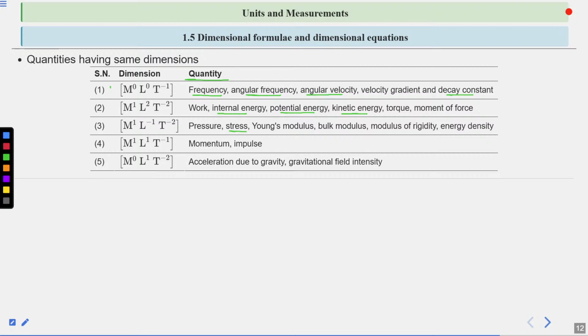Pressure, stress, Young's modulus, bulk modulus, modulus of rigidity, energy density have the same dimensional formula, that is M L inverse T raised to the power minus 2. Momentum and impulse, M L T raised to the power minus 1. Acceleration due to gravity and gravitational field intensity have the same dimensional formula. This helps you to remember all that. Clear?